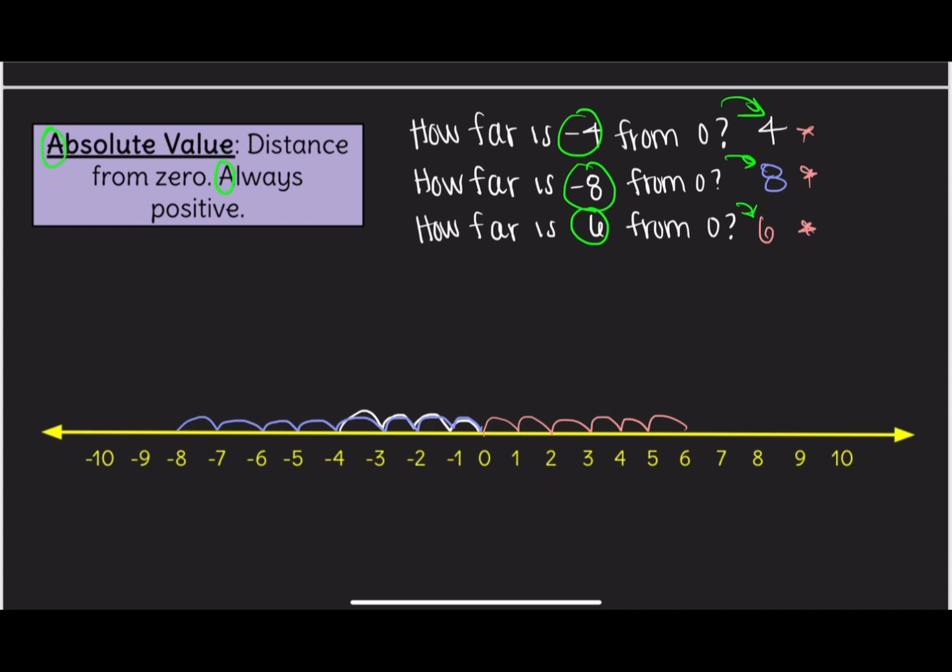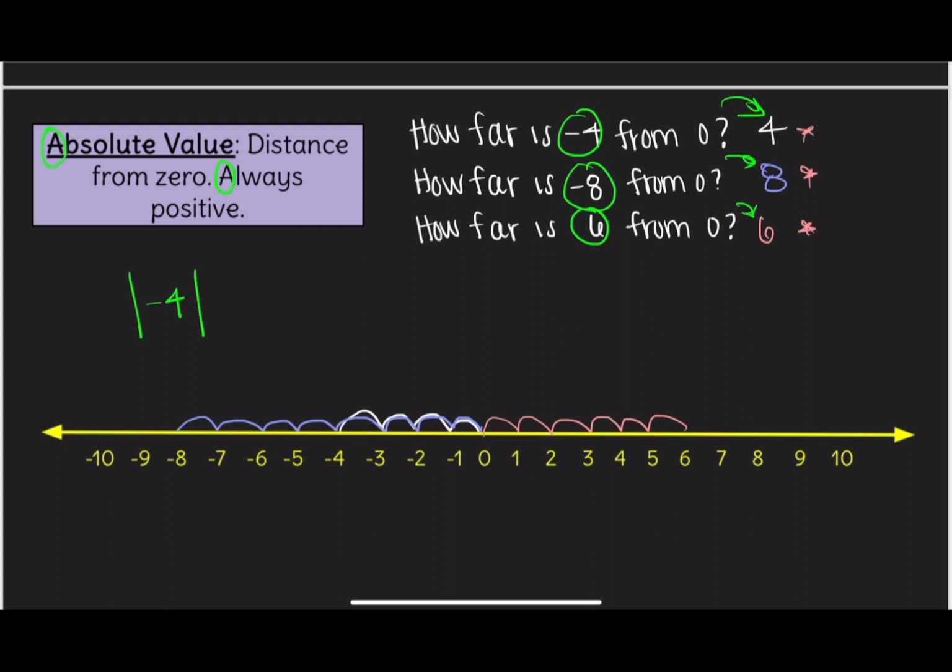So instead of writing out all this or asking you what is the absolute value, there is a quicker way that it will probably be notated. So it looks like this.